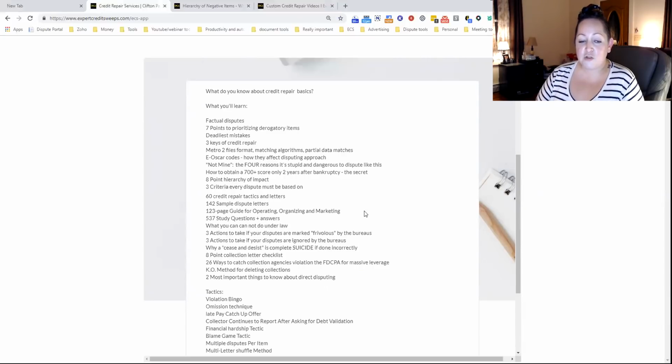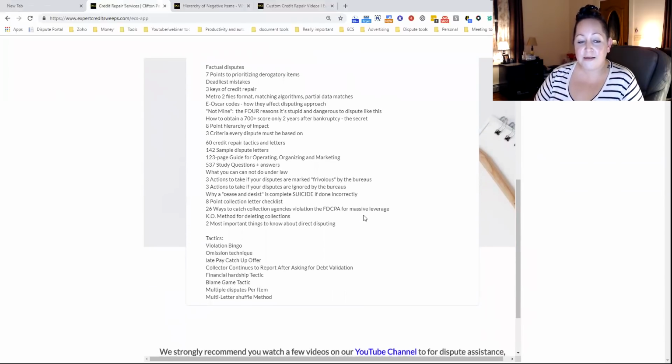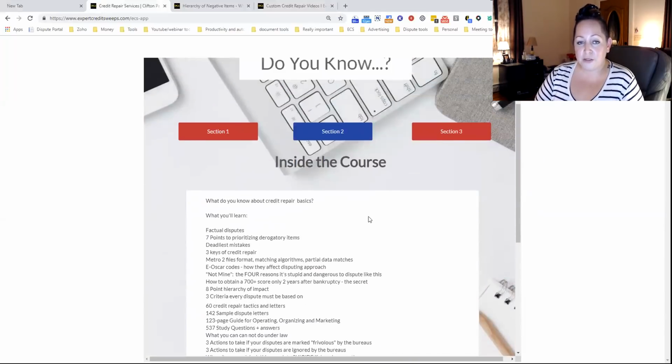deleting collections, 2 most important things about direct disputing, and then tactics: violation bingo, omission technique, late pay catch-up offer, collector continues to report after asking for debt validation, financial hardship tactic, and that's tactic, not tactic, blame game tactic, multiple disputes per item, multi-letter shuffle method, and so much more.